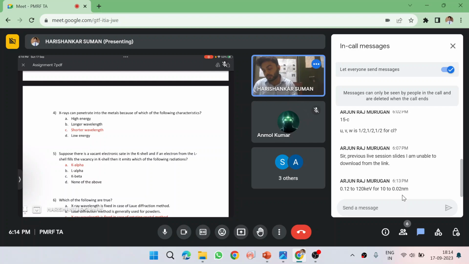Wavelength for the test is around 0.02 to 10 nanometer. This is the range, and the energy will be a maximum of 120 kilo electron volt for the test wavelength. It will be a higher energy, but when we compare with gamma rays, it will be lesser. Kilo electron volt is also higher energy. Let me discuss this.